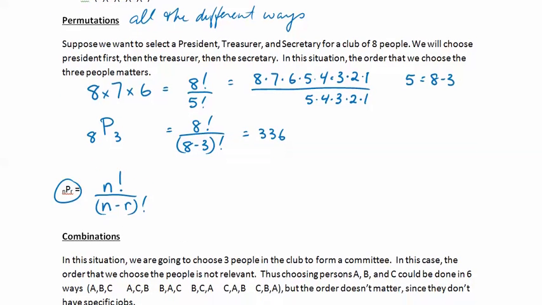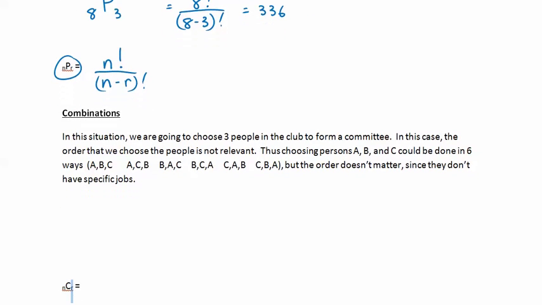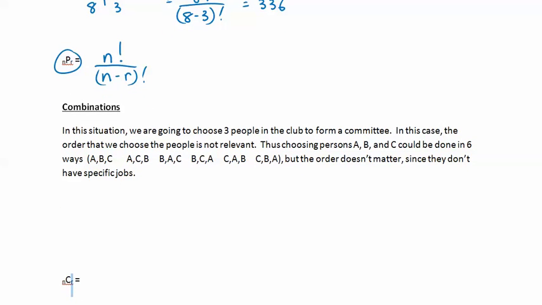We will now move on to combinations. And in this situation, we are going to choose 3 people in the club to form a committee. In this case, the order that we choose the people is not relevant. Thus, choosing persons A, B, and C could be done in 6 ways, as shown in the brackets. But the order doesn't matter since they don't have specific jobs.